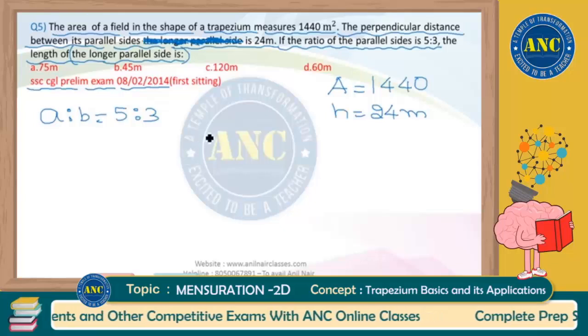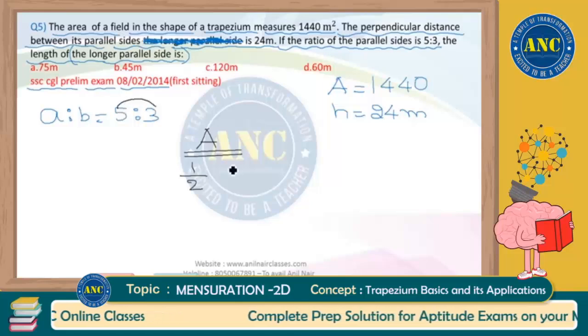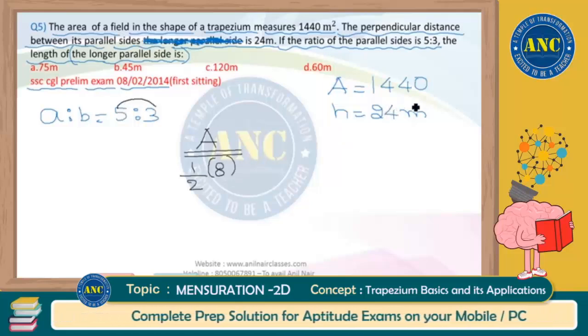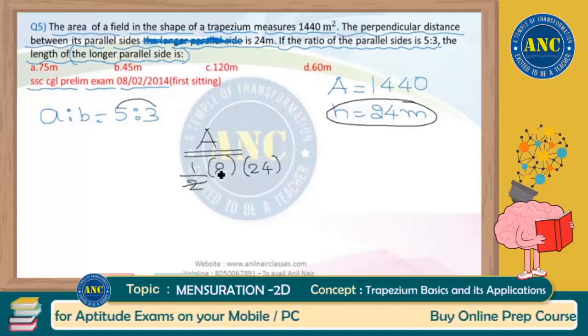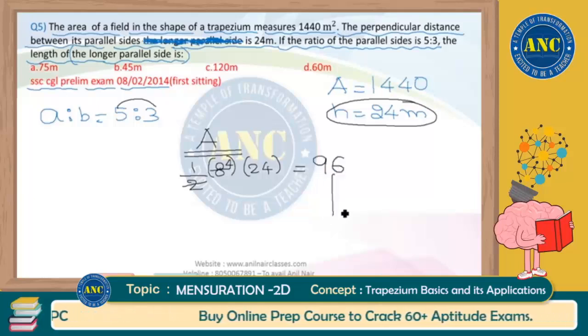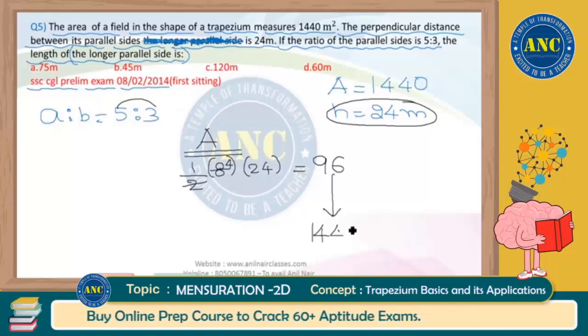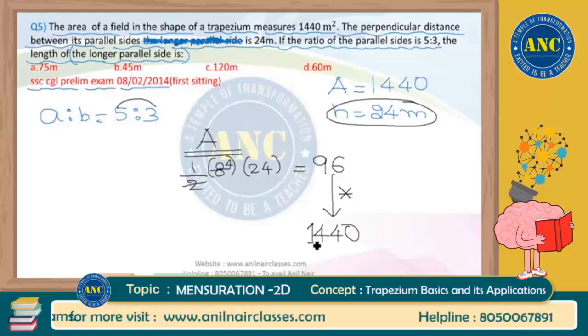Same logic. According to the ratio, area is half into the sum of the parallel sides, 5 plus 3, 8. The perpendicular distance between them is 24. That means this is nothing but 2 into 1, 2 into 4. According to the ratio, it is 96. The question says it is not 96, it is 1440. 96 into which number is 1440, or 1440 divided by 96 is how much? It is 15. The question asks to find the length of the longest parallel side.